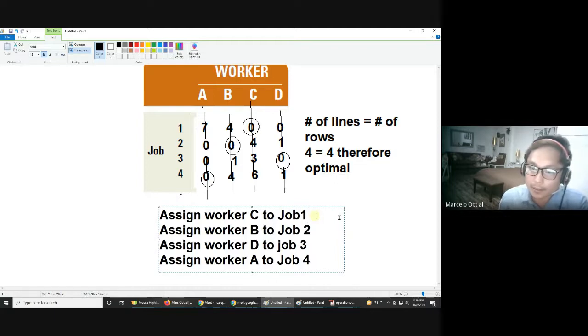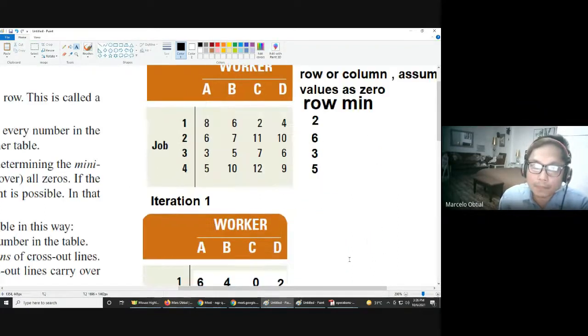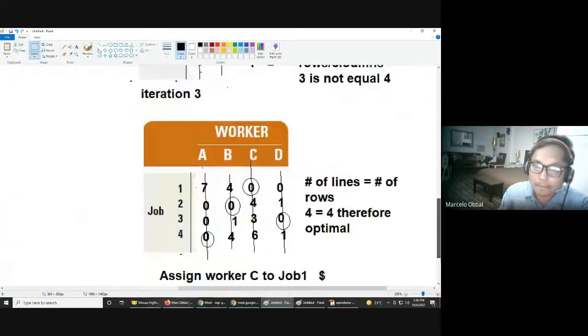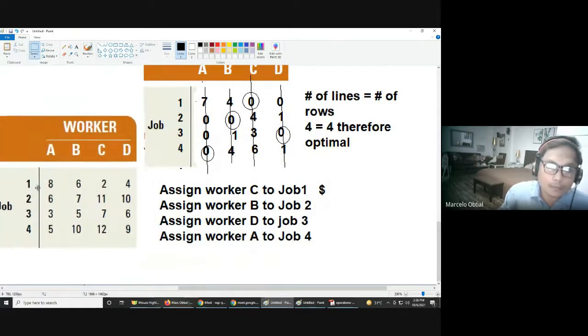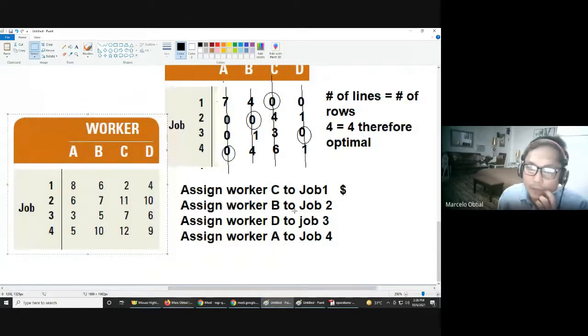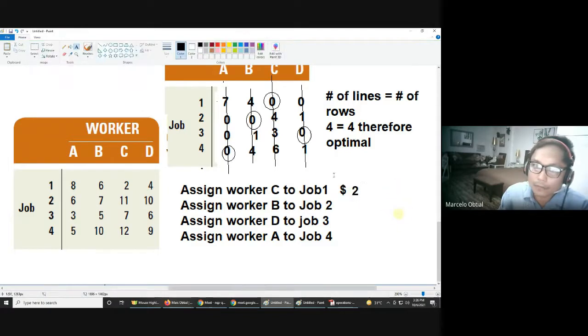Magkano gagastusin ng kumpanya? I think it's in dollars, no? Kasi dito sa book natin ito. So, balik tayo sa pinaka-original problem. So, copy-paste ko na original problem sa gilid. Okay, para makita natin maayos. If we will assign worker C to job 1, okay, $2, no? Kita, original problem tayo class, $2.